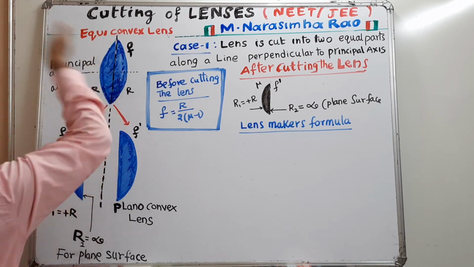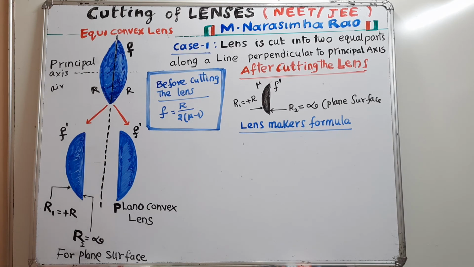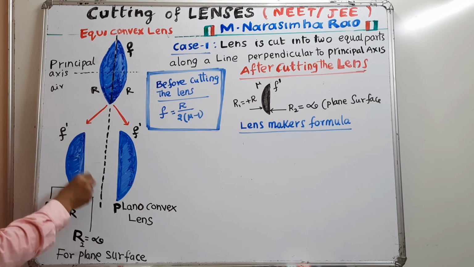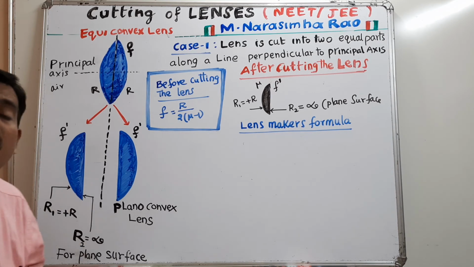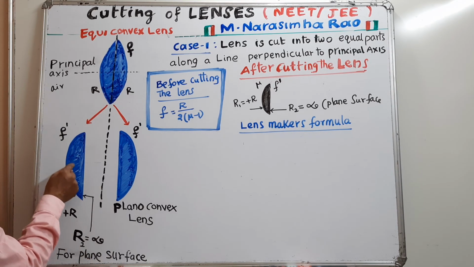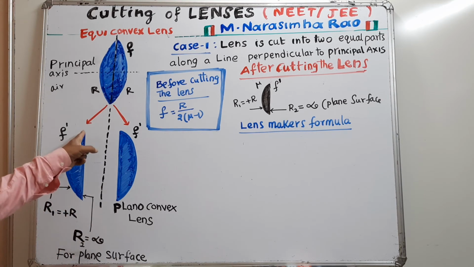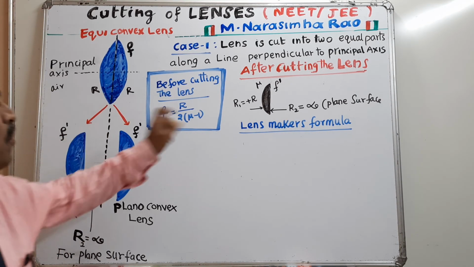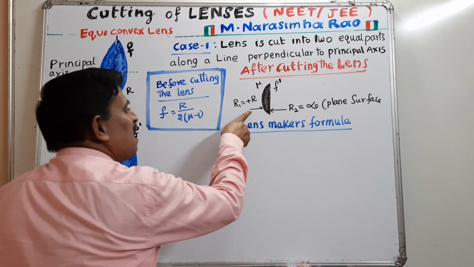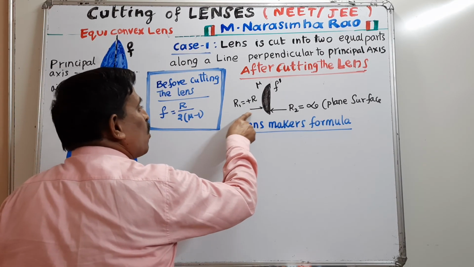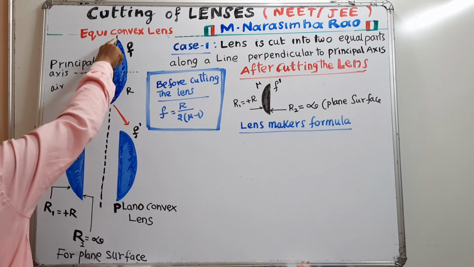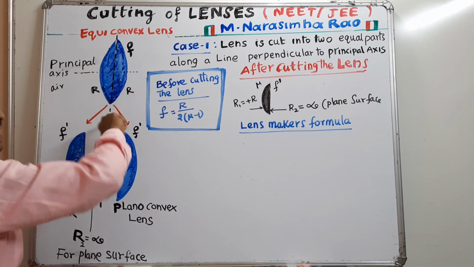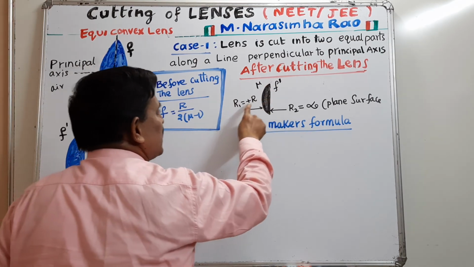We are cutting like this. Now, please listen. After cutting, what happens to the focal length of the plano-convex lens? What happens to the focal length of each piece of the lens? I have taken one plano-convex lens from here. This is the first surface of the plano-convex lens. Its radius of curvature is R. The radius of curvature does not change. Radius of curvature of the first surface is R.